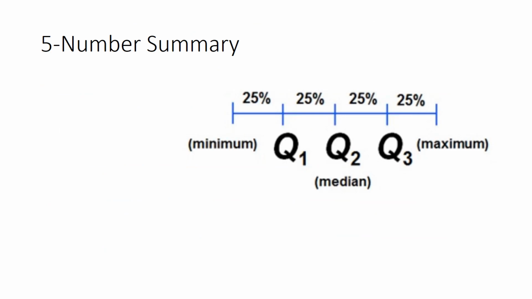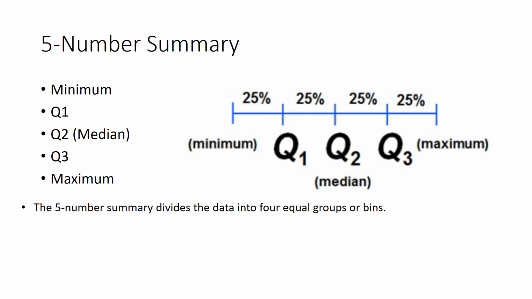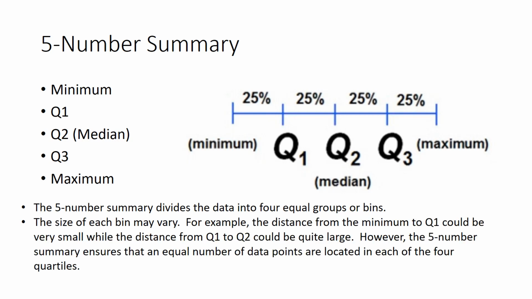What is a 5 number summary? A 5 number summary consists of the minimum or smallest data value, Q1, which is the first quartile, Q2, or the median, second quartile, Q3, or the third quartile, and lastly, the maximum or largest value in the data set. The 5 number summary divides the data into 4 equal groups or bins. The size of each bin may vary.